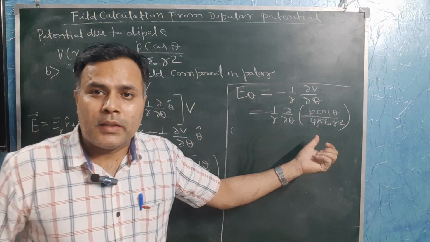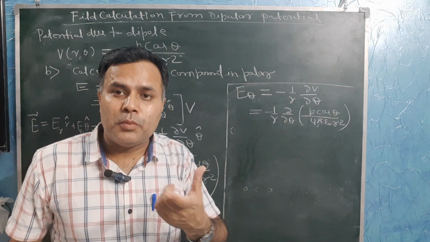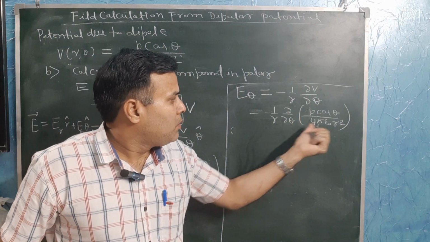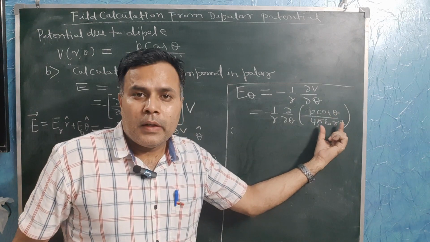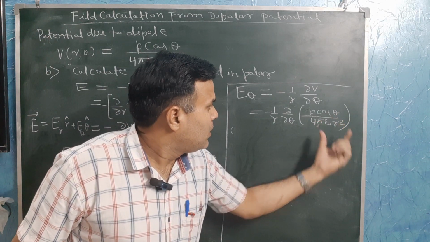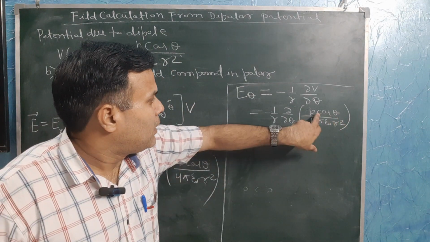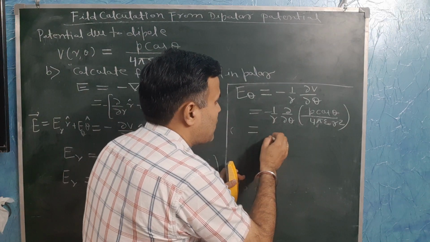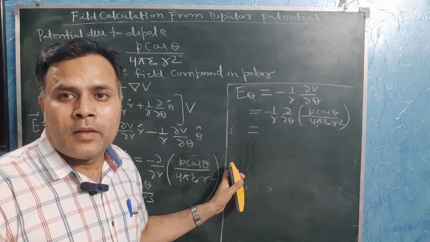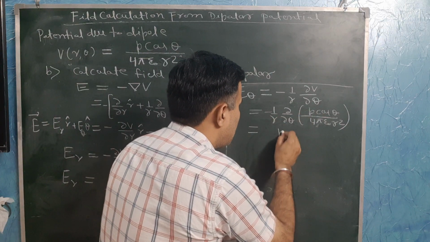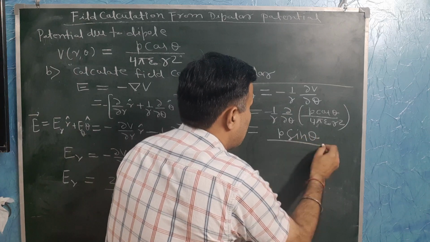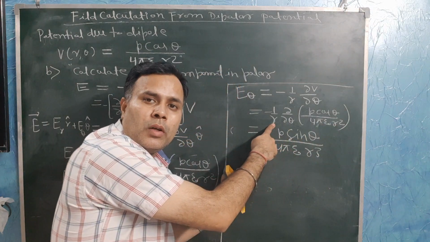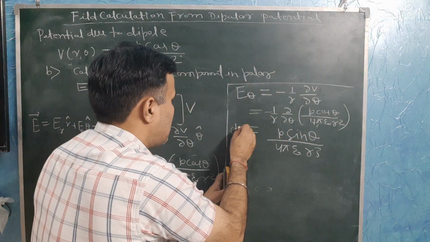And we know the rule of partial differentiation. This is the difference between partial and total differentiation. If you are going to differentiate partially with respect to theta, the rest of the terms are treated as a constant. So only cos theta is participating and the rest will be constant. What is the differentiation of cos theta? It is simply minus sin theta. So minus again becomes plus, which is p sin theta by 4 pi epsilon naught r square, and we have one more r, so r cube. So this is E theta.